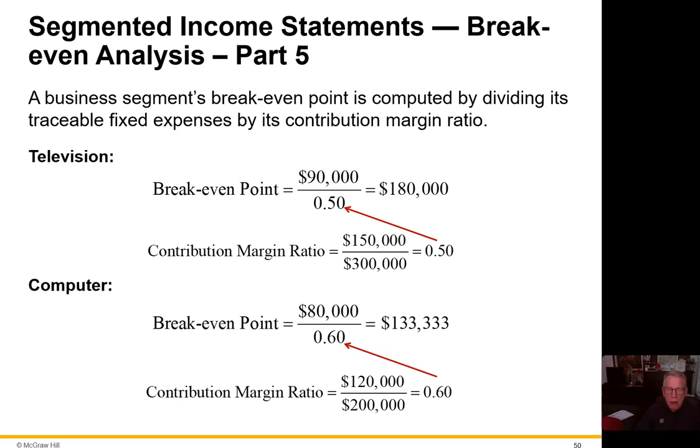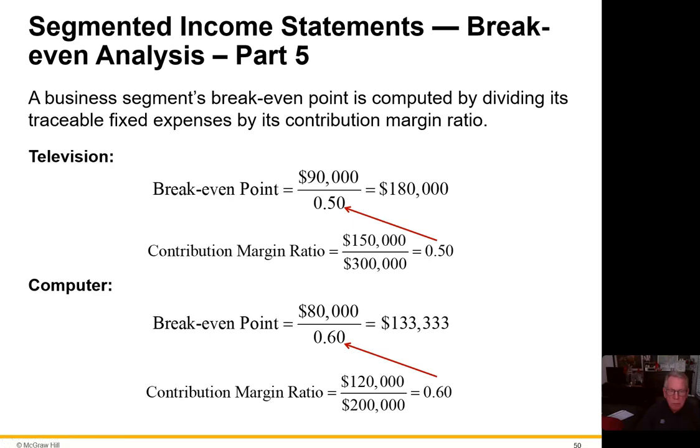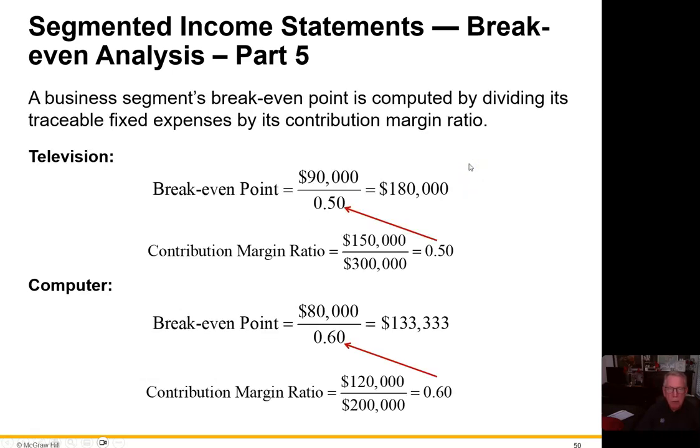The contribution margin ratio for the computer segment is 120,000 divided by 200,000. If I go back, I have the 120,000 here divided by 200,000 here. And of course, if I do the same thing for the television segment, I would take this 150 and divide it by the 300,000 to get the 50% contribution margin ratio.